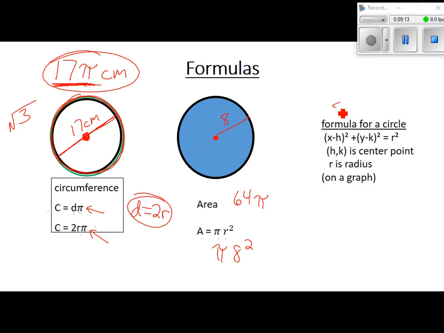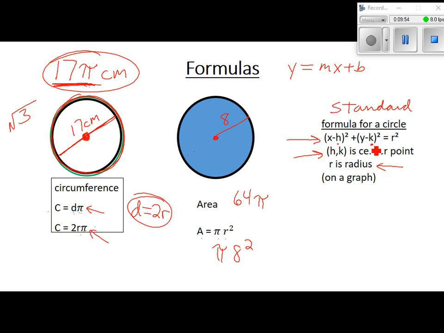Formulas for circle. This is the standard form for the equation of a circle, just like you had forms for lines, like y equals mx plus b. The equation of a circle looks like this: x minus h in parentheses squared plus y minus k squared equals r squared, where r is the radius, and h and k are the center point of the circle.